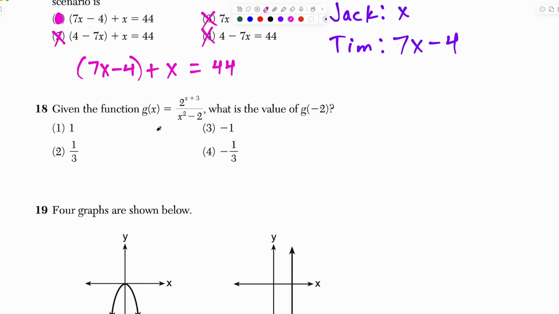Question 18, given the function g of x equals 2 to the x plus 3 over x squared minus 2, what is the value of g of negative 2?